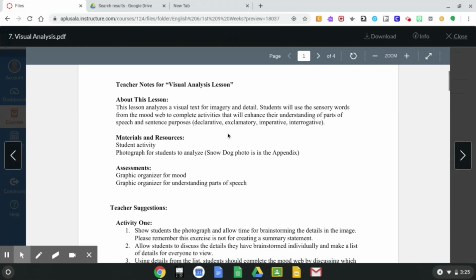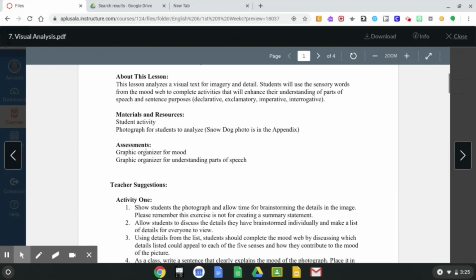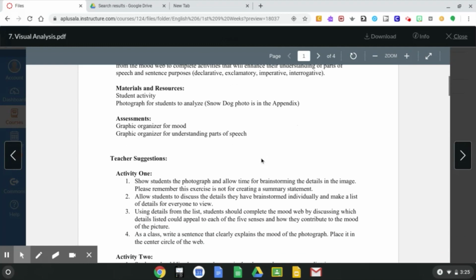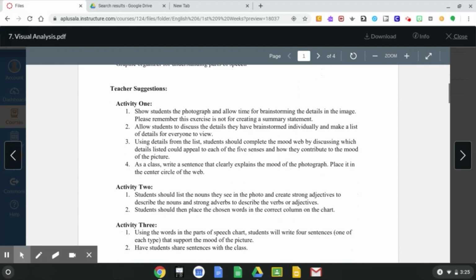This lesson analyzes a visual text for imagery and detail. Students will use the sensory words from a mood web to complete activities that will enhance their understanding of parts of speech and sentence purposes. It tells you your materials and resource list here, which will be given to you later on in the lesson. It gives you ideas for assessments that you could use. And then here are your teaching suggestions.